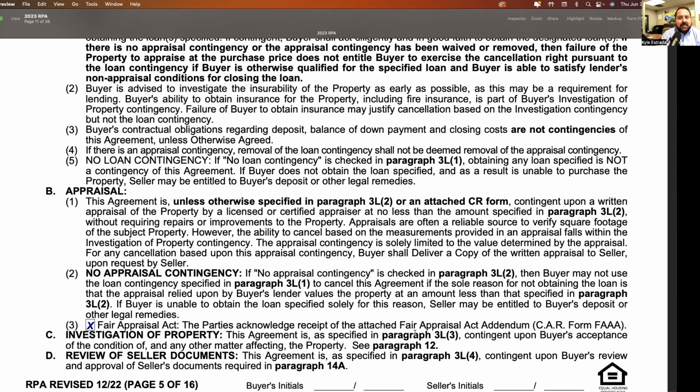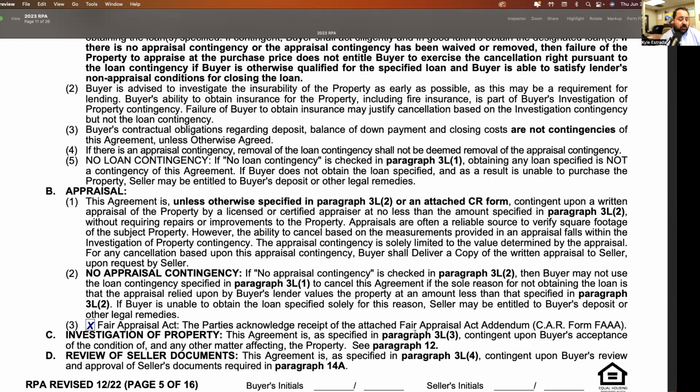So they can't necessarily be held liable for that unless they did some kind of modification of the property that changed the square footage. So what this is saying is if you find out from your appraisal that the square footage is off and you choose to cancel because of that change in square footage from what you thought you were getting, if you don't have your investigation contingency still in place, you can't cancel for that reason. You can only cancel if the value doesn't come in.